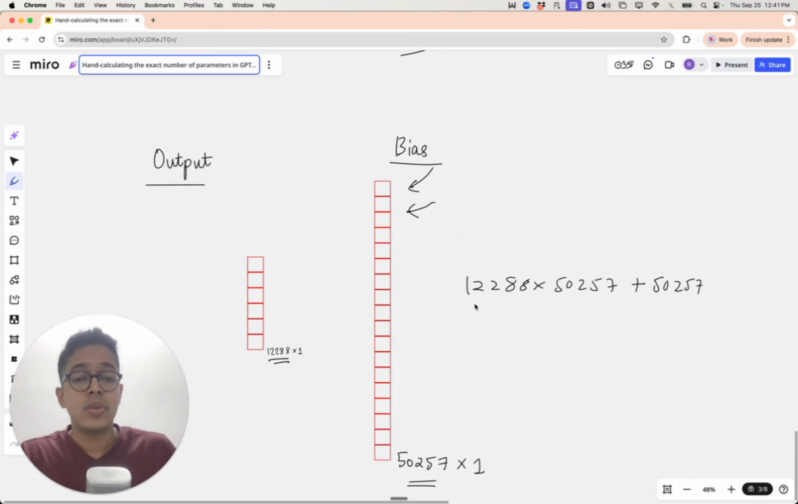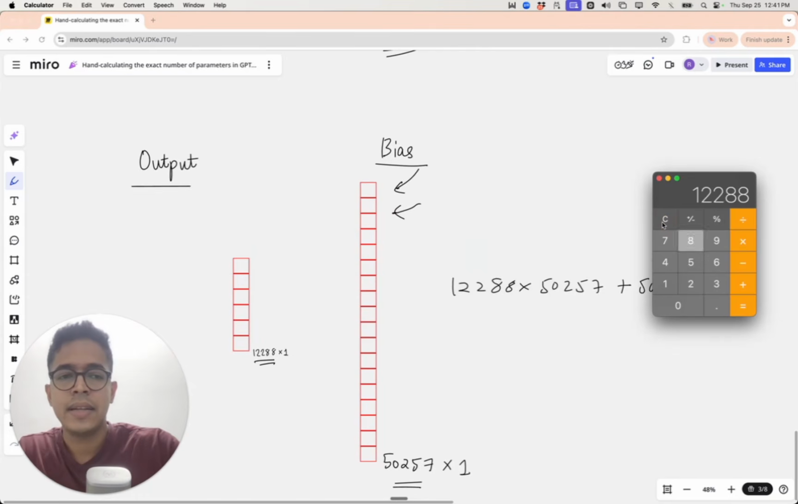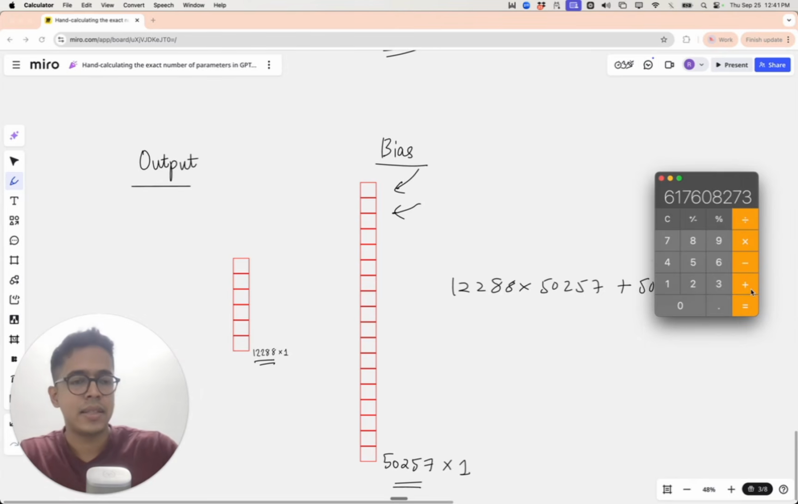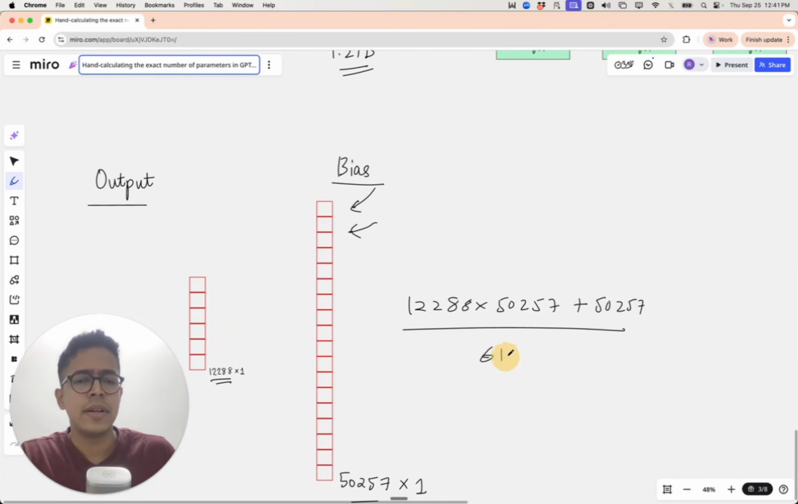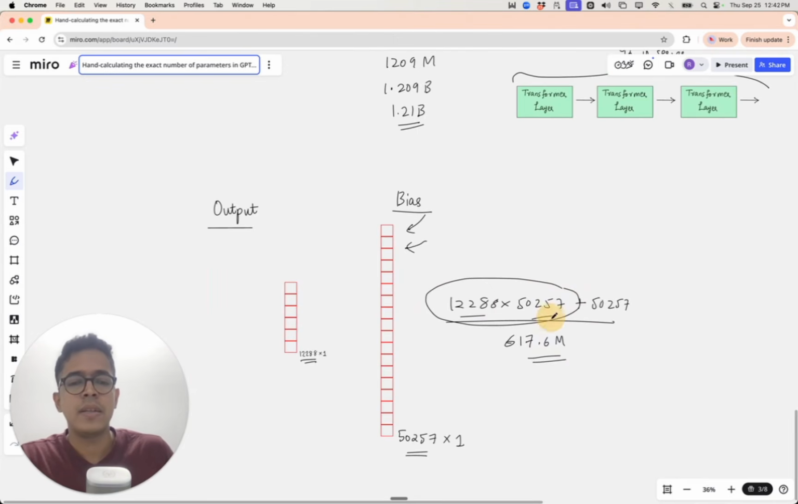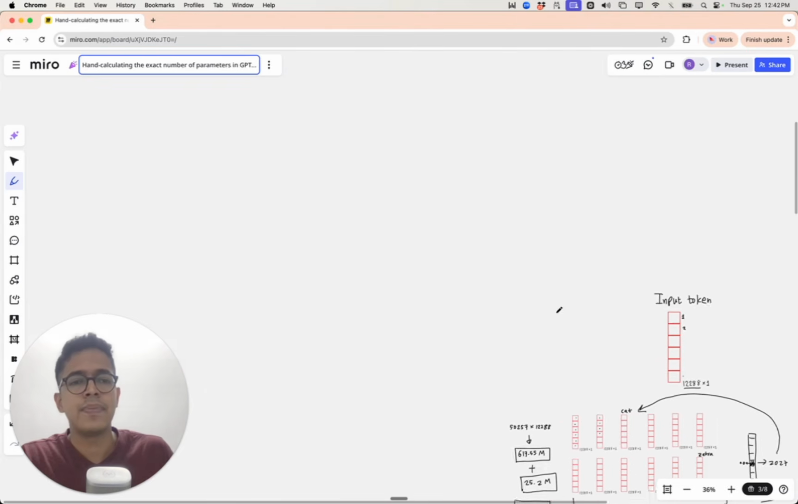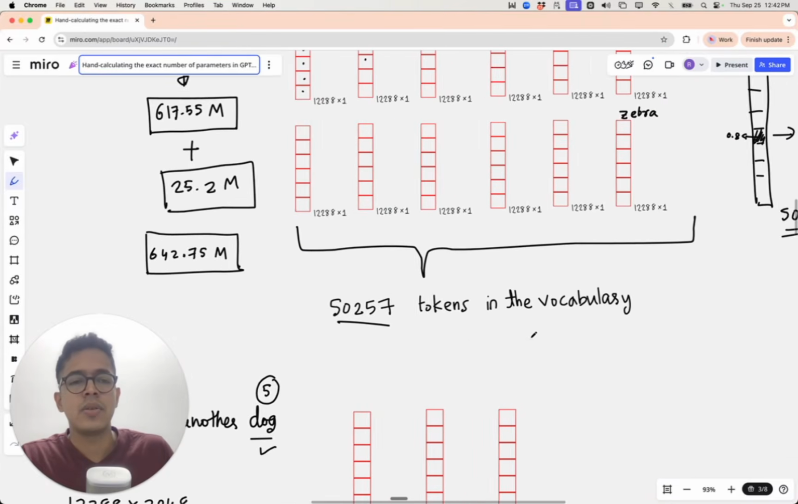But in GPT-3, how many parameters would this have added? This would have added an additional 12288 times 50,257. That will be 617 million, plus 50,257, still 617.6 million. So we would have gotten around 617.6 million extra parameters. But in GPT-3, they don't do this, because you already have a matrix of these many parameters, which you had over here. Because your vocabulary had these many tokens and each token was 12288.